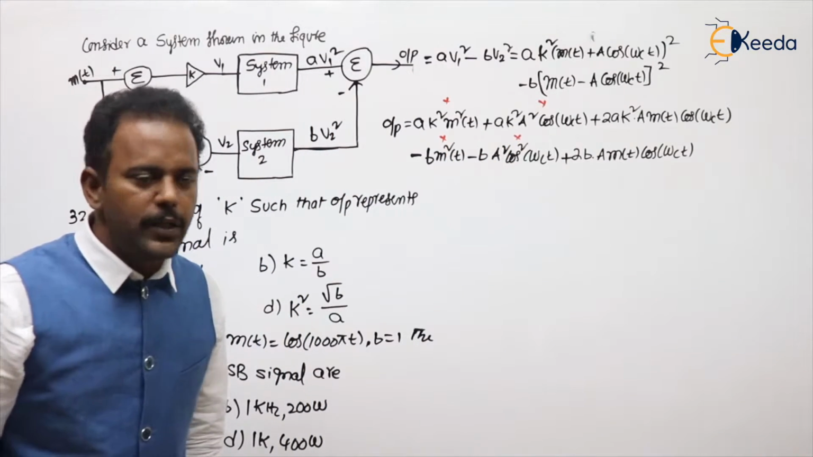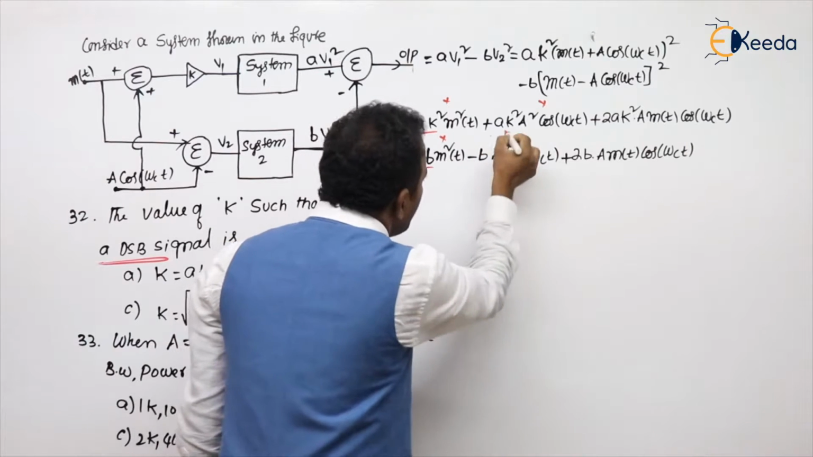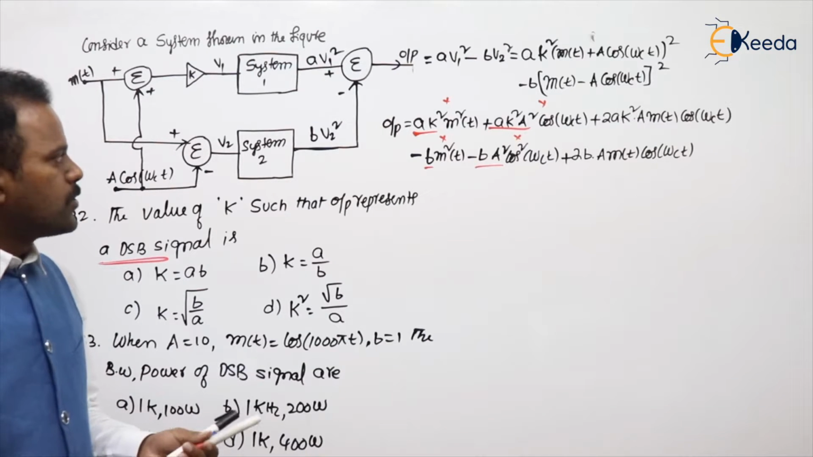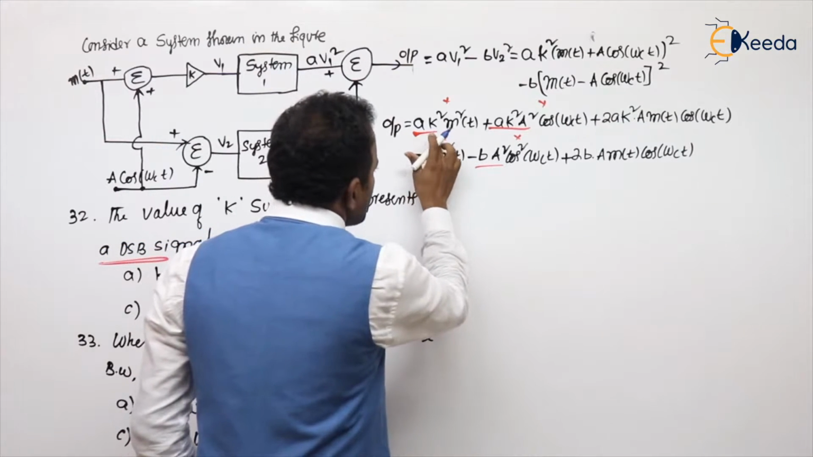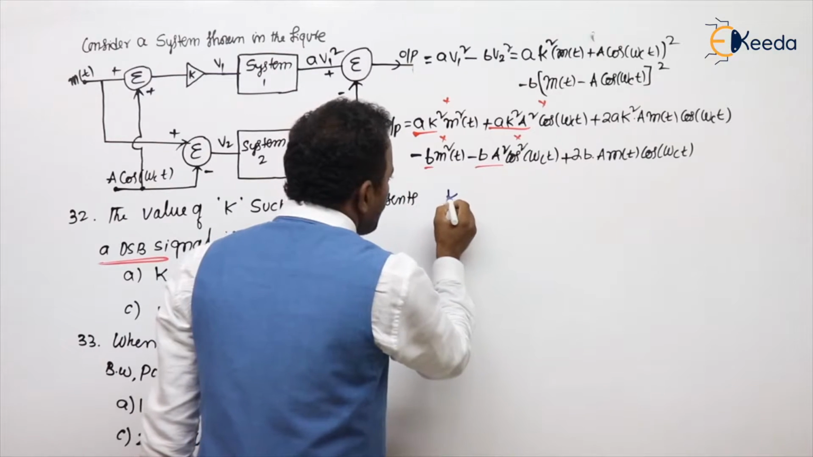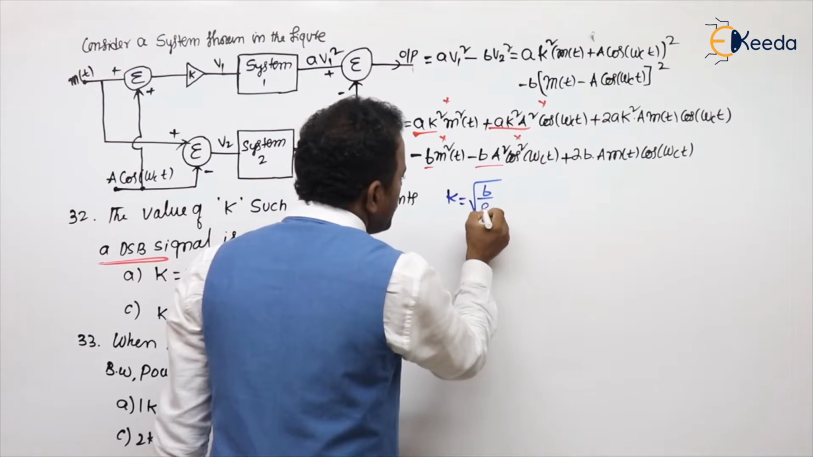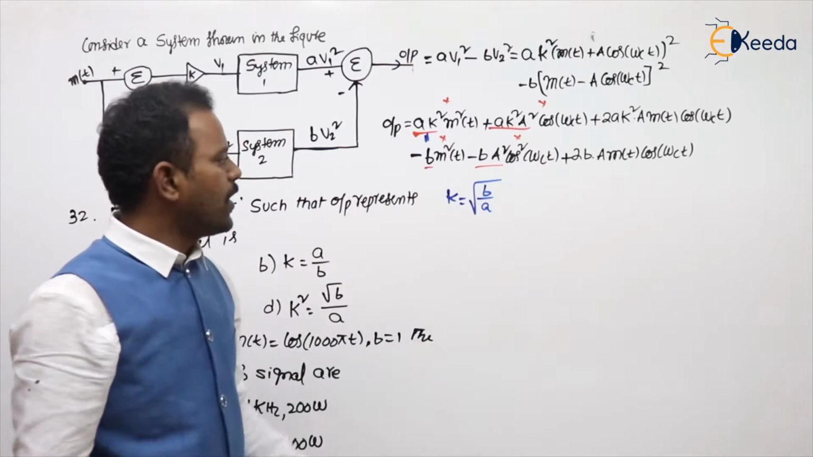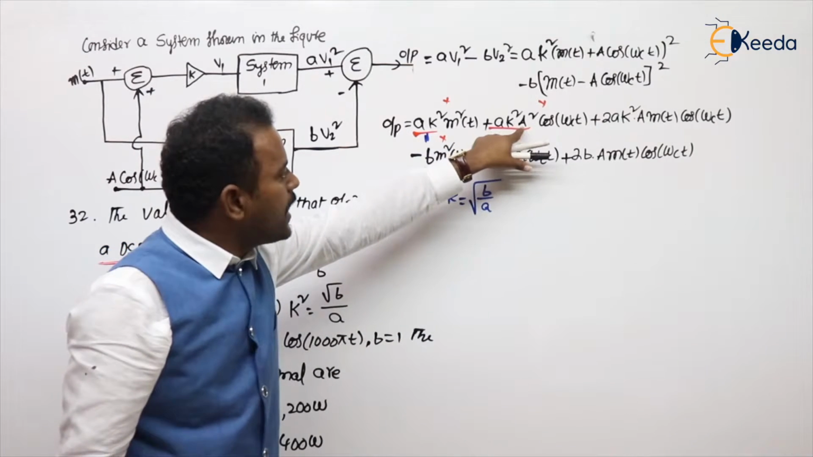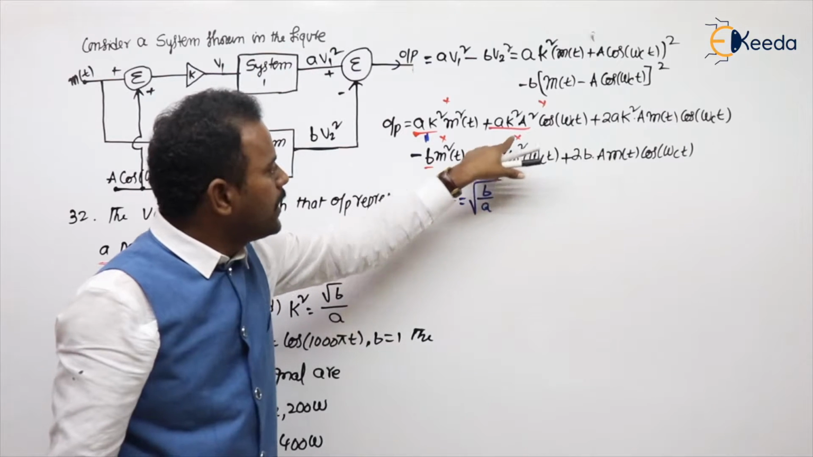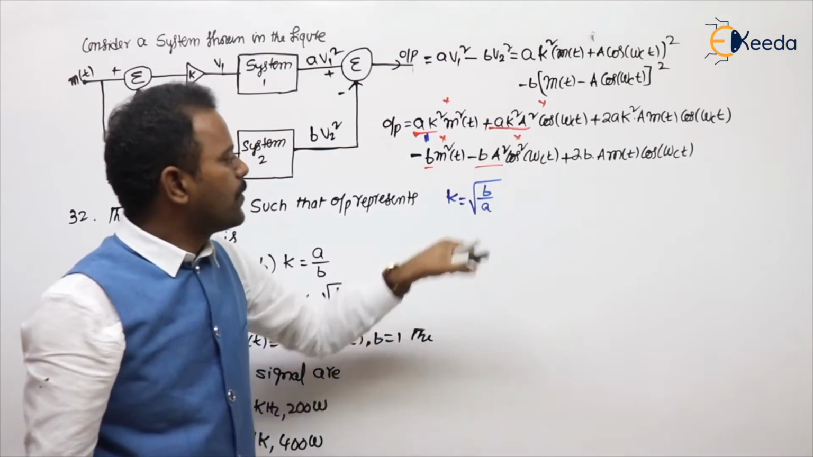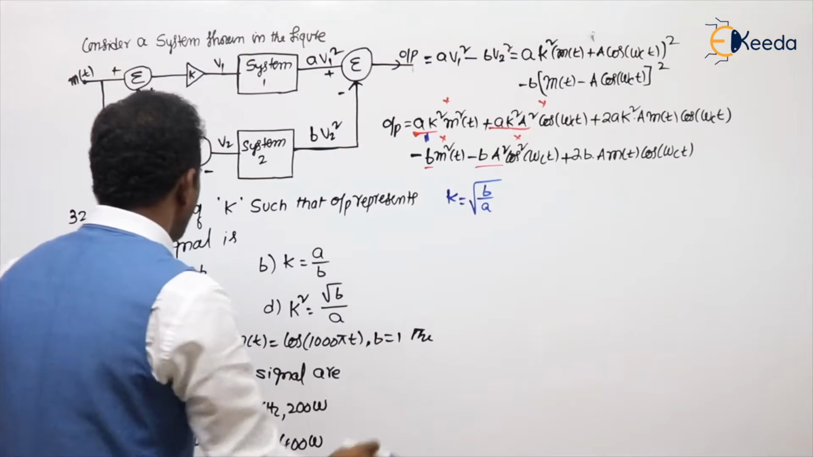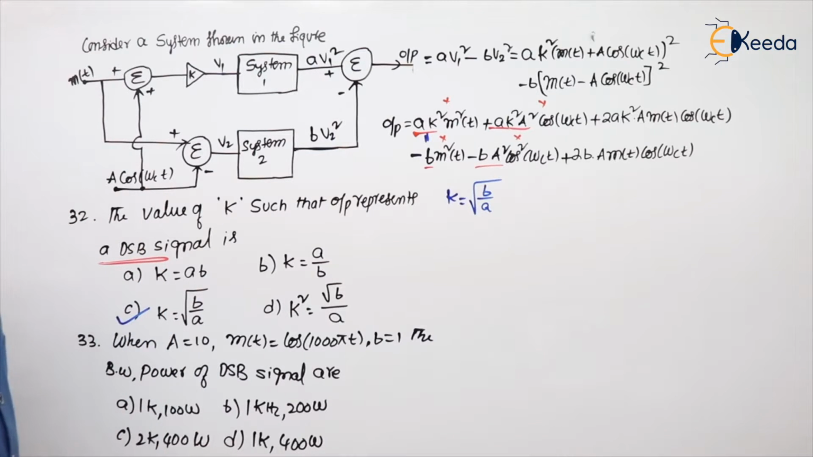When those 4 terms are 0, this coefficient is equal to this one, or anyone you can make. If you equate that, A K square will be B, so K is root of B by A. Equate: the positive and negative automatically cancel. Here also A K square equals B, and these both cancel. A K square equal to B only. So if K is this value, then definitely the signal is a DSB.